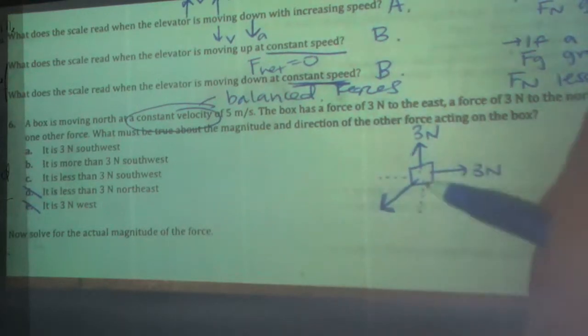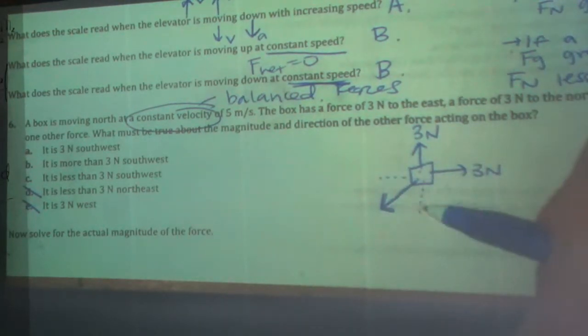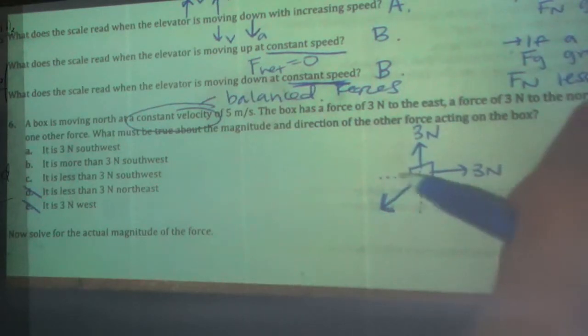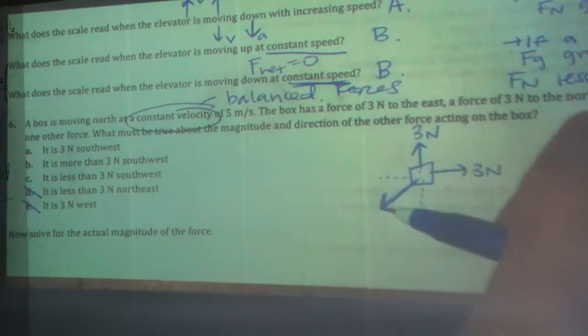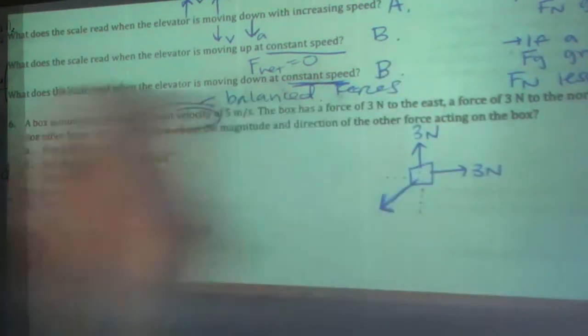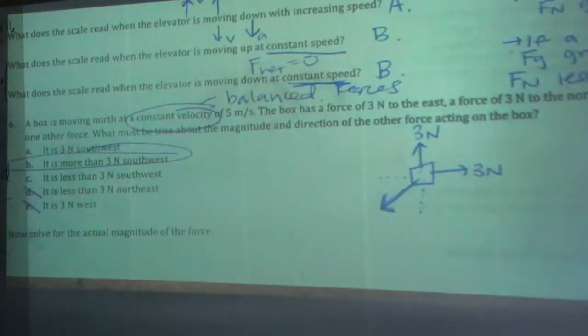So if just this y part of the force is 3 newtons, and just this x part of the force is 3 newtons, that means that the total force, the two parts together, has to be more than 3 newtons. And then it's asking you to solve for the actual magnitude of that force.